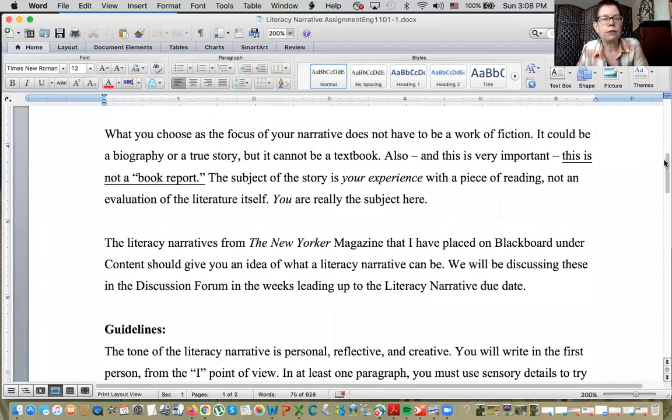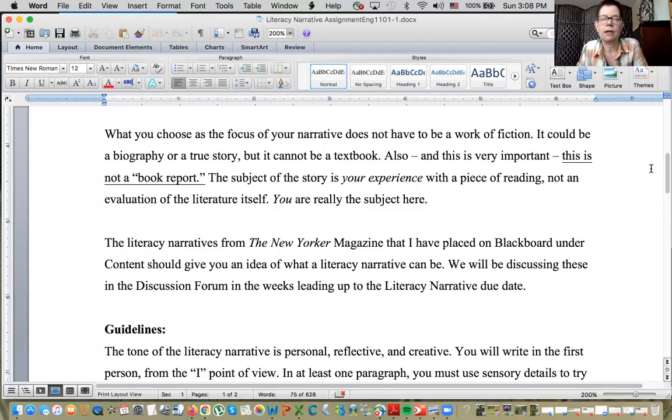So what you choose as the focus of your narrative, it doesn't have to be a work of fiction. It could be, right? It could be your favorite childhood story, for example, or it could be a biography. It could be a true story. The only thing that it can't be is it cannot be a textbook.